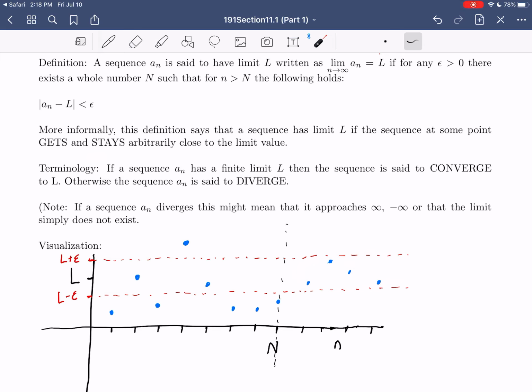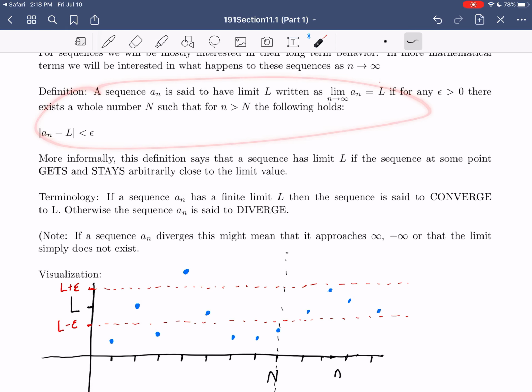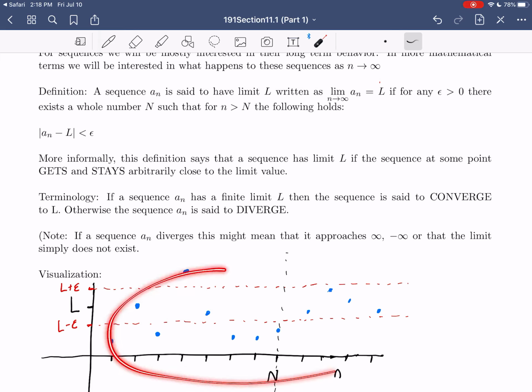That's the real idea. Okay, so again, this is the very formal definition with the epsilon and the capital N and everything like that. We will use that later on to prove one theorem, but again, for your understanding, I think it's really important to make sure you have a visualization of it.